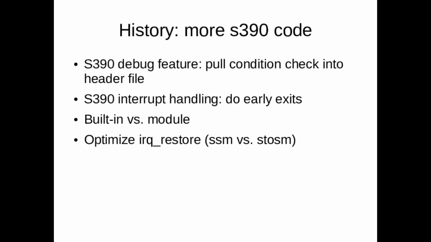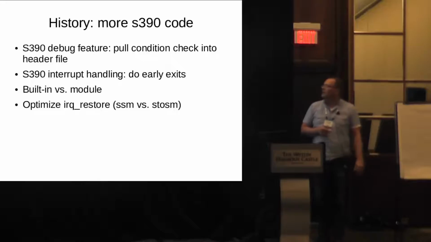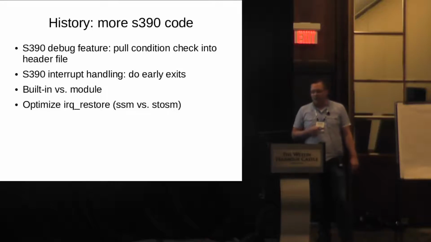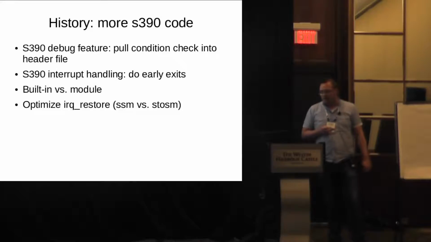Okay, and then there have been more things in the S390 code. There's a tracing feature for most S390 kernel code. So I put an early condition check into a header file, which GCC could then use to optimize very early instead of doing a function call, then doing a check and returning. The early exits, as I did for the request handling, we did similar things for the interrupt handling.